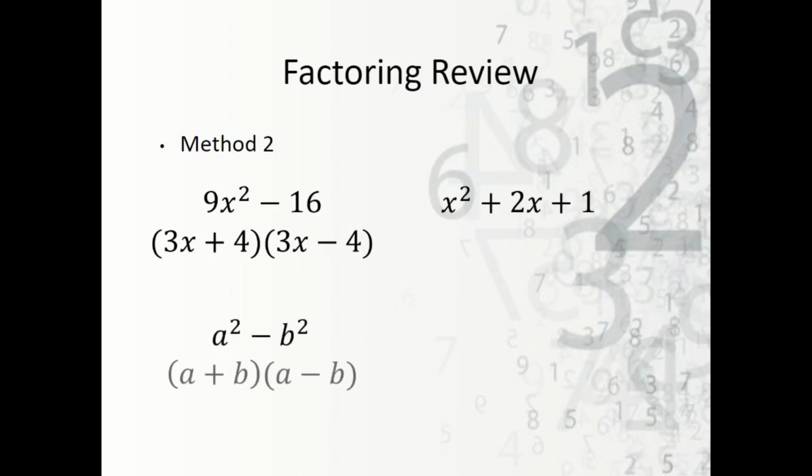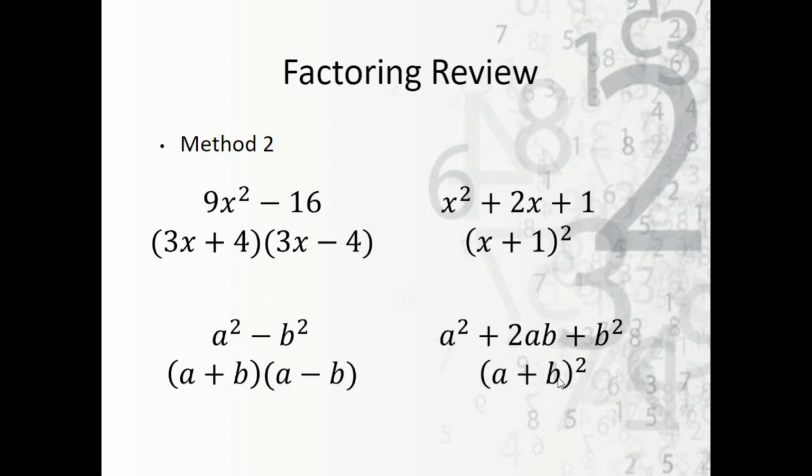So it follows this pattern here. Same thing here. Now I have x squared plus 2x plus 1. And in reality, this is really a perfect square. So this is really x plus 1 squared, because it follows this form: a squared plus 2ab plus b squared, and that goes to a plus b squared.